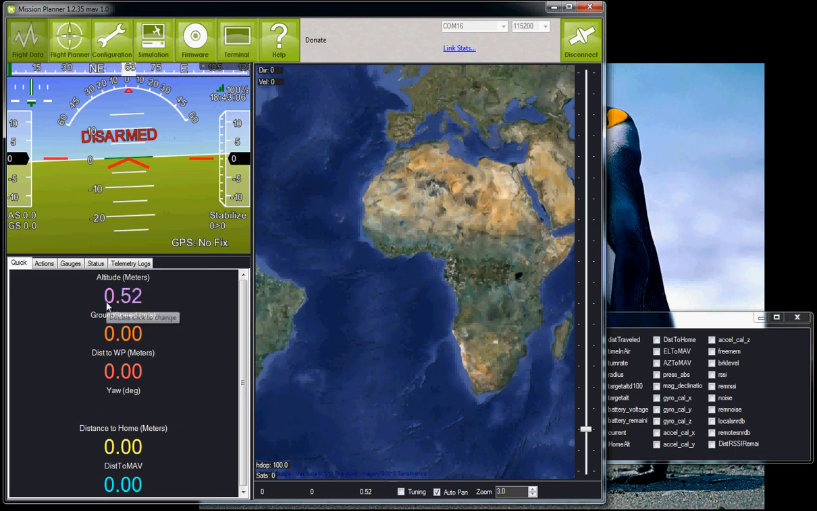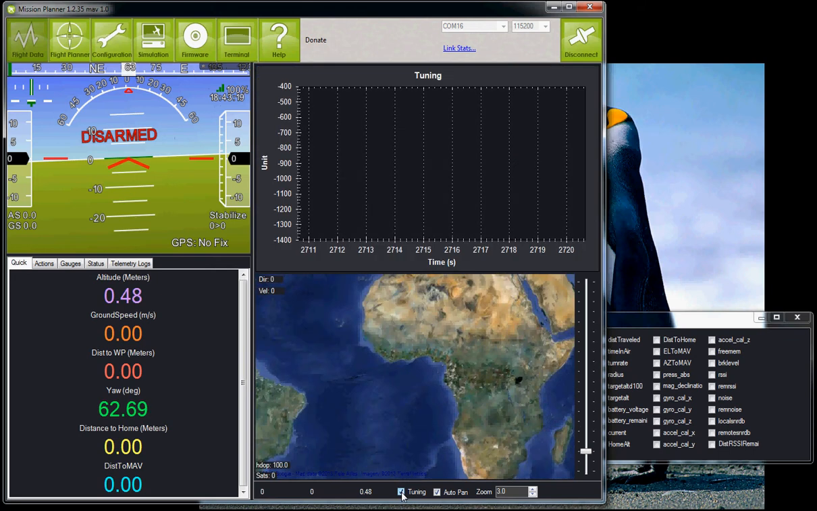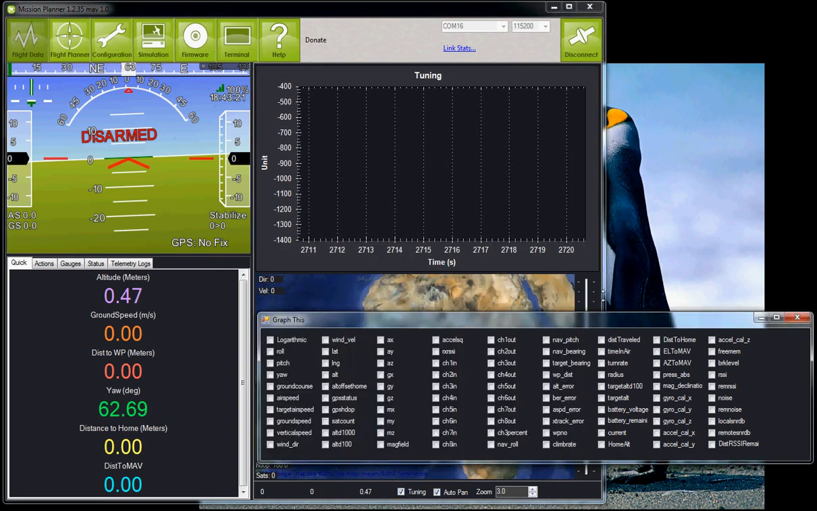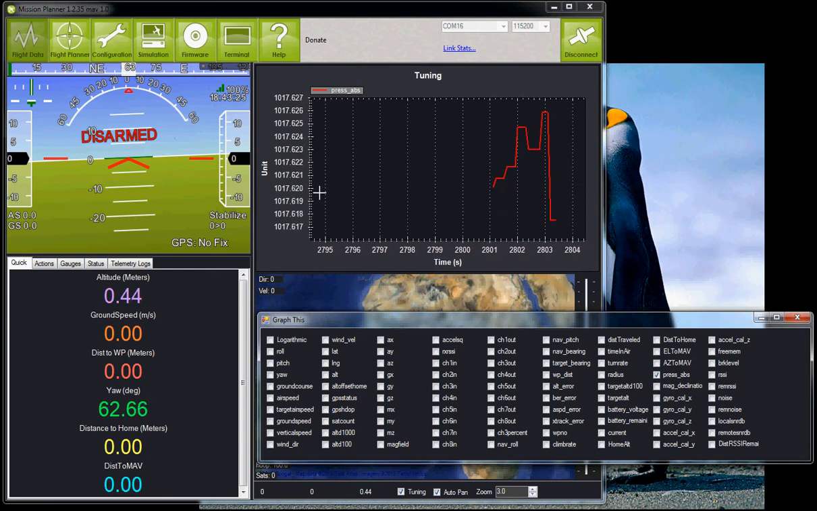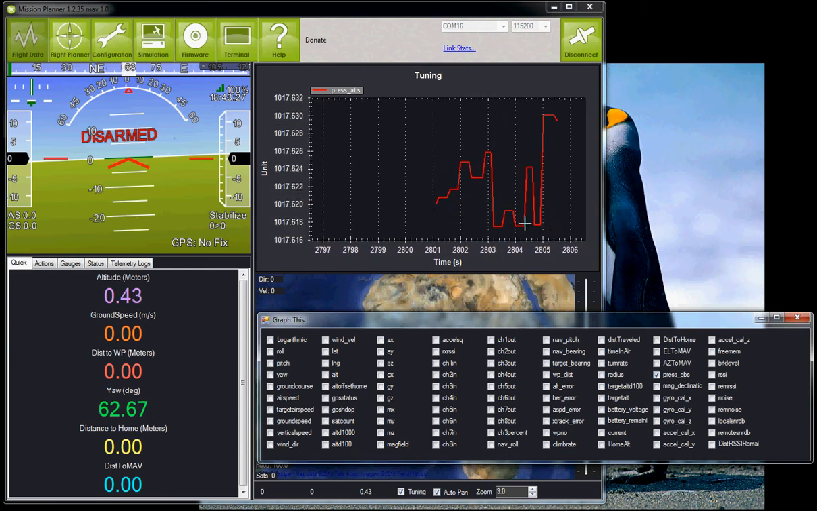The altitude comes from two things. It comes from the barometer, and it comes from the accelerometer, so the data from the two is mixed together. So to try and help diagnose which of the two it is, we can go into this tuning screen, and then we can turn on the pressure absolute. And so now we can see the barometer's absolute pressure.